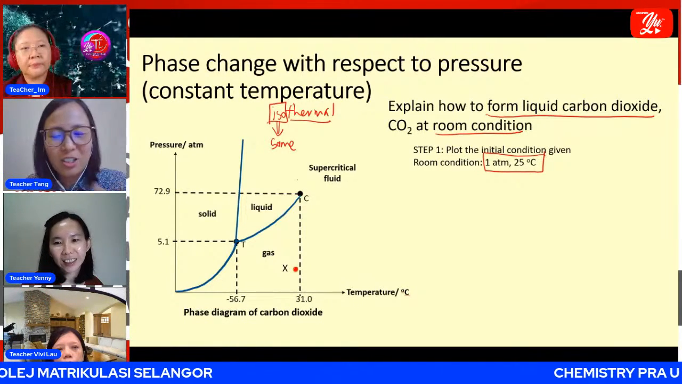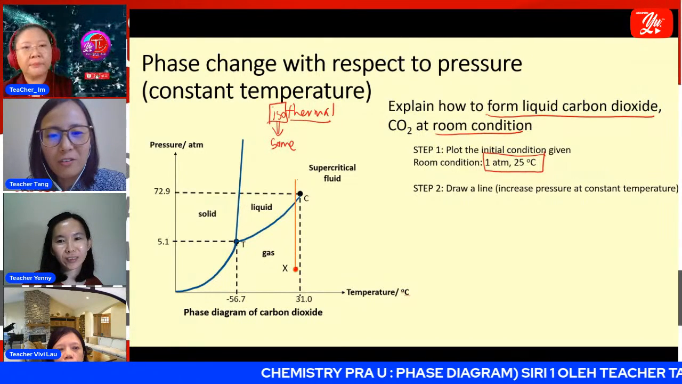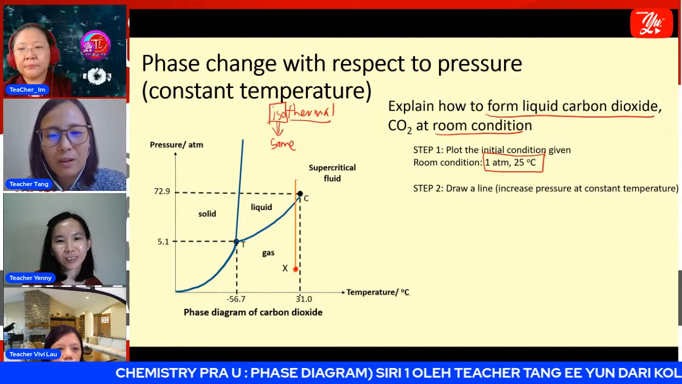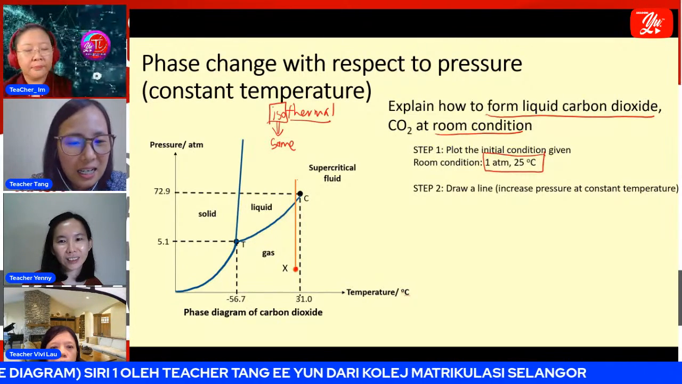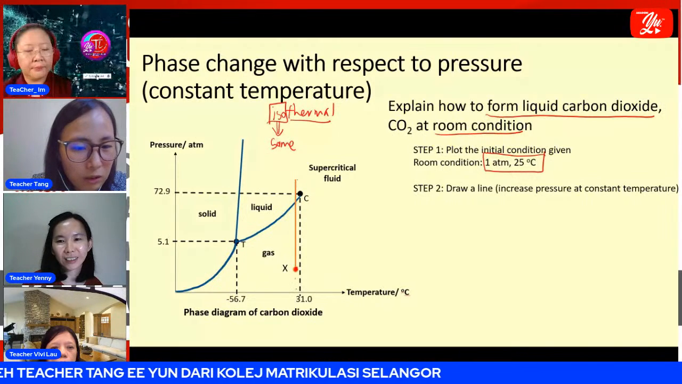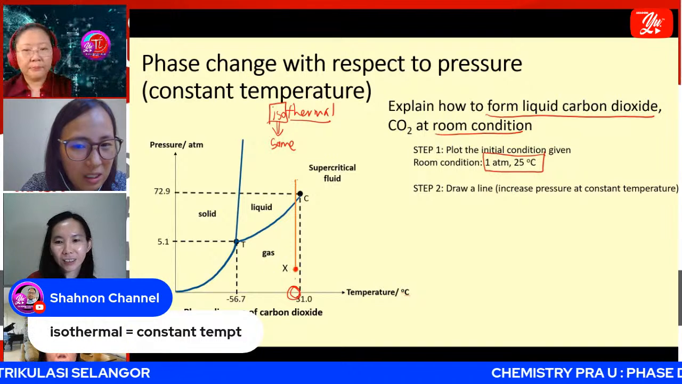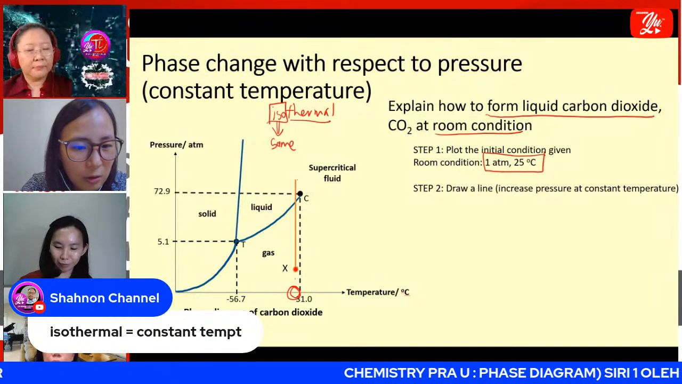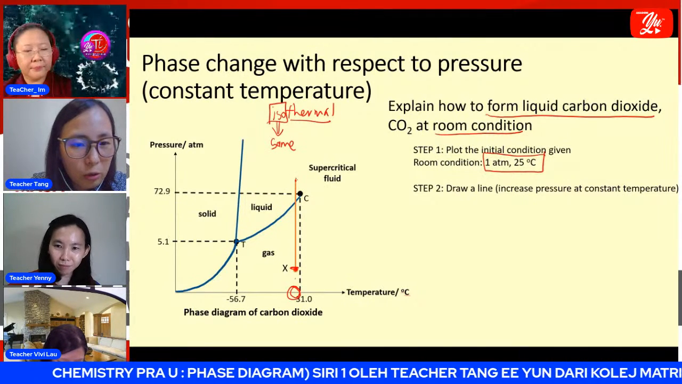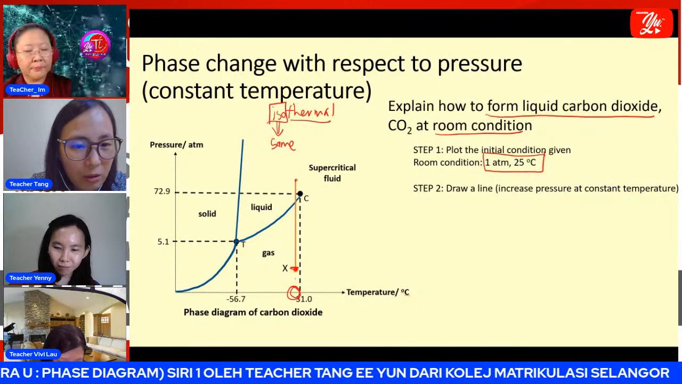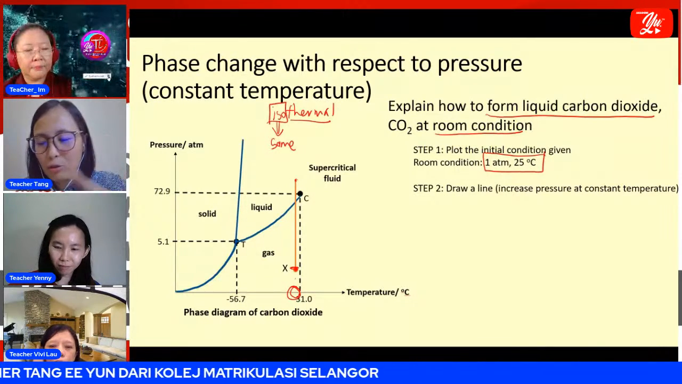So just now I have gone through step 1, and step 2 is drawing the vertical line up. When you draw this vertical line up, it refers to constant temperature, 25 degrees Celsius, but the pressure increases. Can you see that from this 1 atm, you increase to above, to the liquid region. So you increase the pressure. That is step number 2.